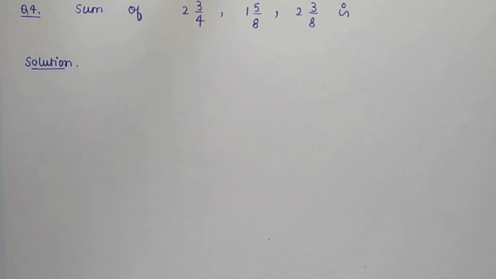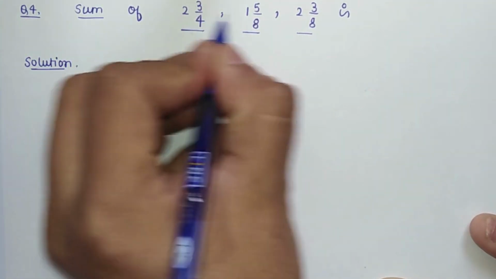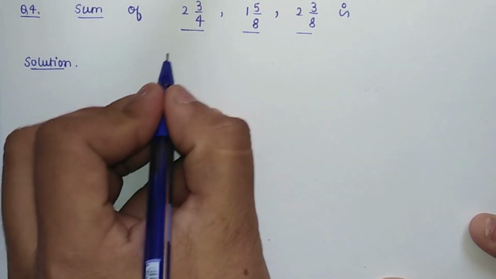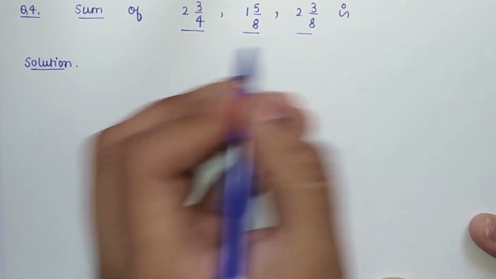Let's take a look at question number 4. This question involves the addition of mixed fractions. We have to find the sum of these three mixed fractions. So first we will convert these mixed fractions into improper fractions and then we will add them.